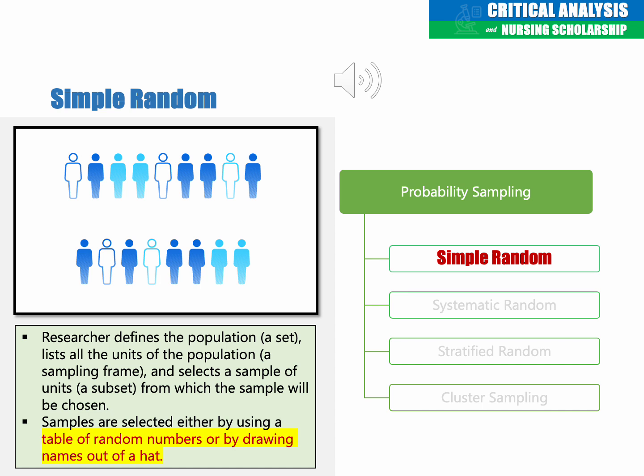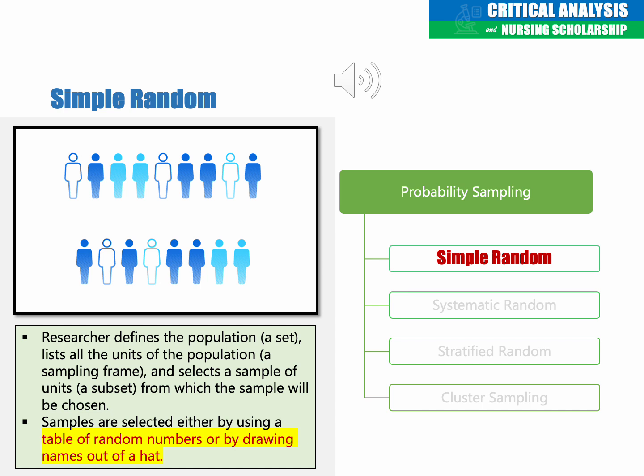Now that you know what probability sampling is, let's go deeper and talk about four main types of probability sampling that you might encounter in nursing research. Take note, each of these methods involves random selection, but they differ in how participants are chosen. The first type of probability sampling is simple random sampling. Now, this is the most basic form of probability sampling. In here, everyone in the population has an equal chance of being selected.